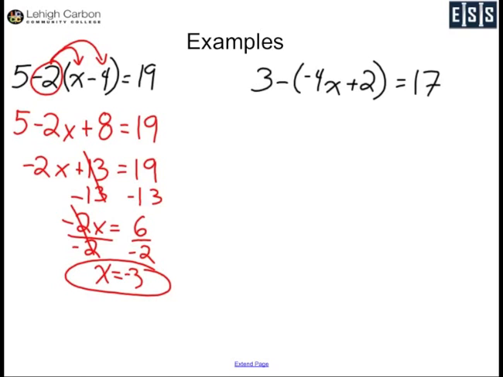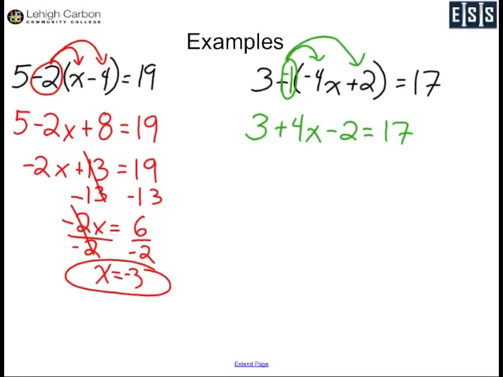3 minus the quantity negative 4x plus 2 equals 17. We can pretend that this right here is plus a negative 1. And since I have my grouping symbols, my negative 1 has to go in. So we get 3. Negative 1 times negative 4x is a positive 4x. Negative 1 times positive 2 is minus 2 equals 17.